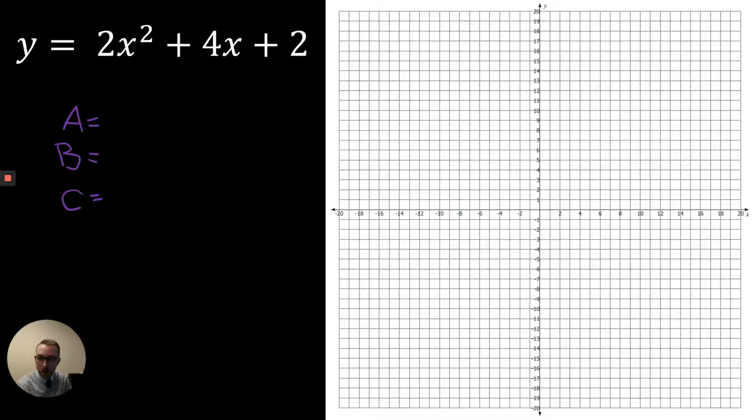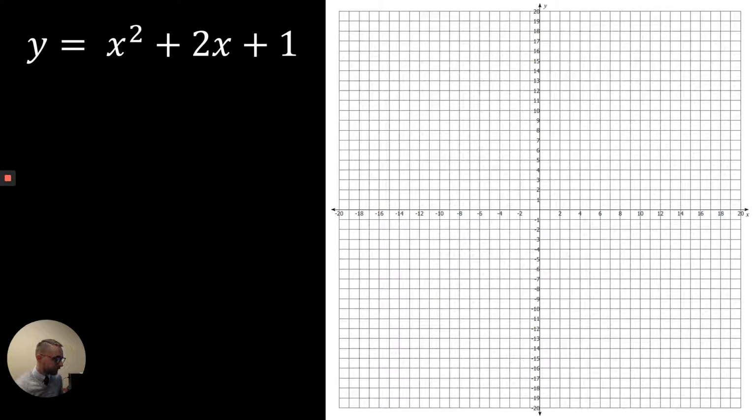But a, you should get positive 2. Positive 2 is the coefficient in front of x squared. B should get positive 4, and c, the term by itself, should be positive 2. Those are your a, b, and c for this quadratic function. Let's do one more example together. y equals x squared plus 2x plus 1. So try to identify a, b, and c. Again, you can pause the video to identify these if you would like.